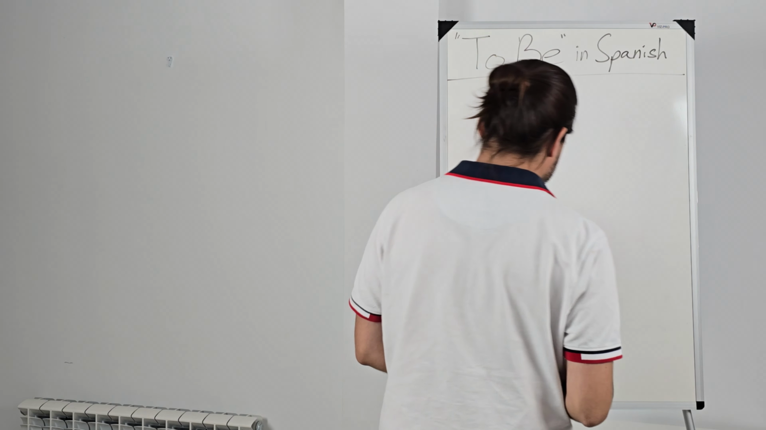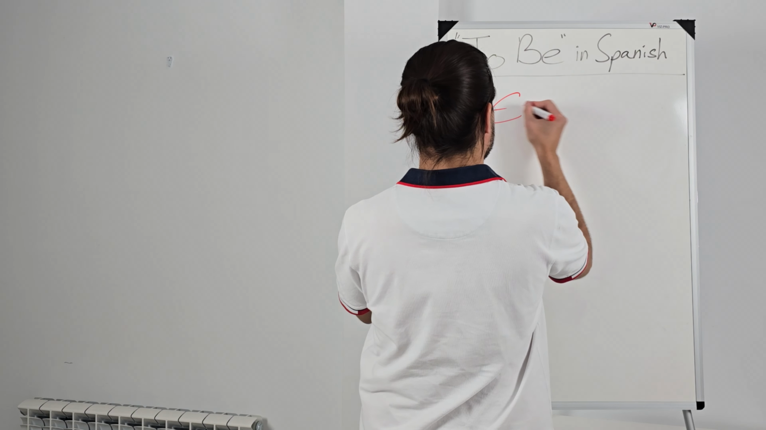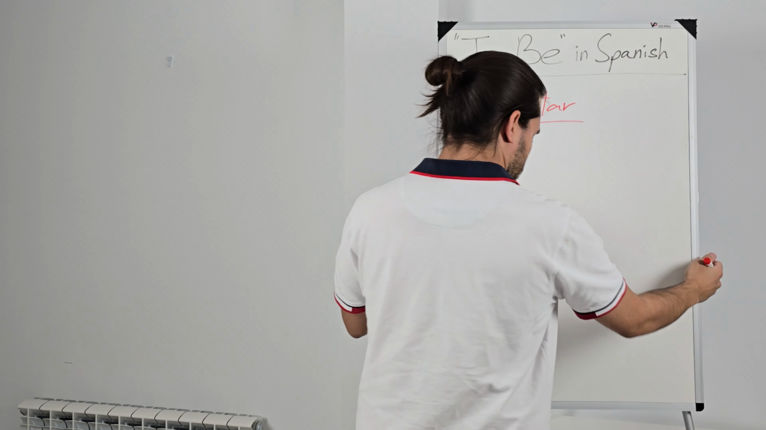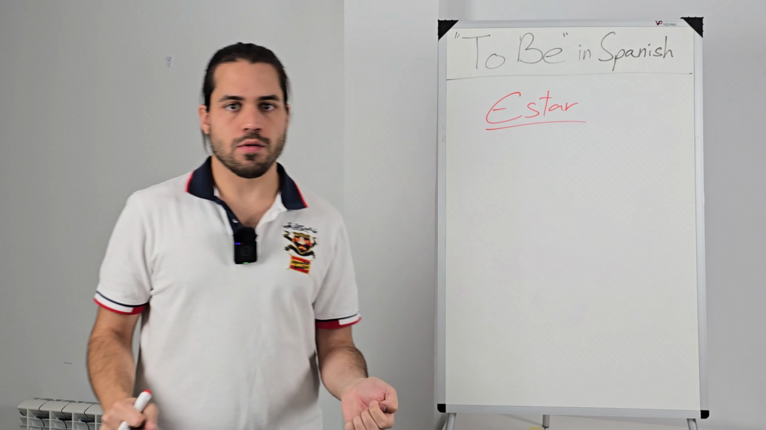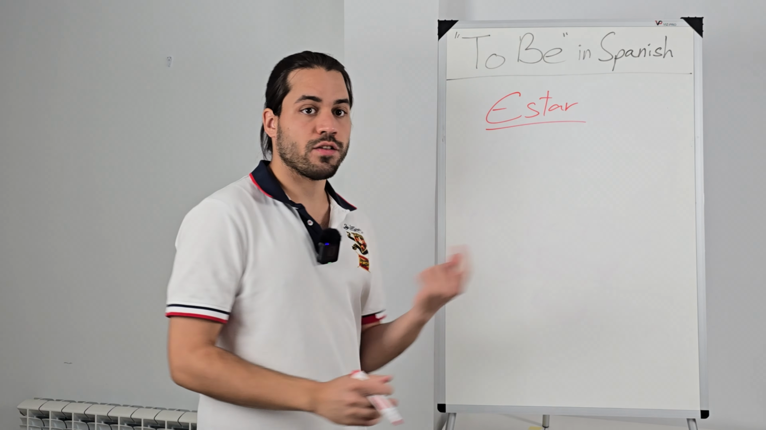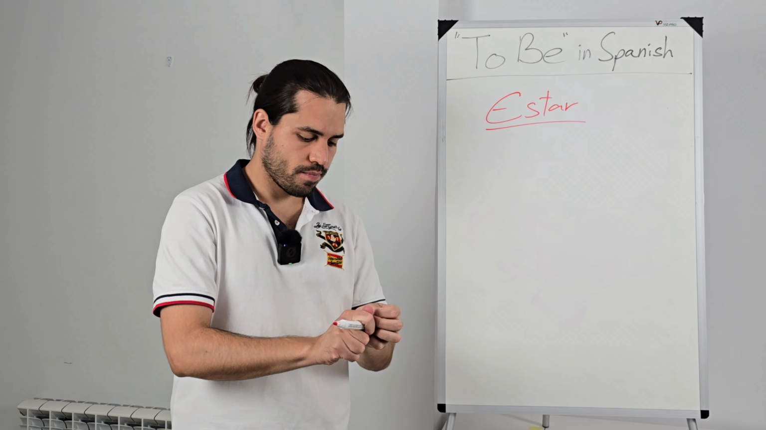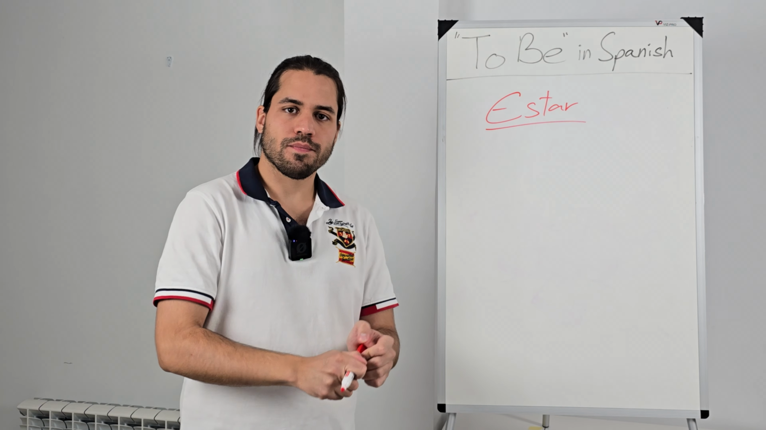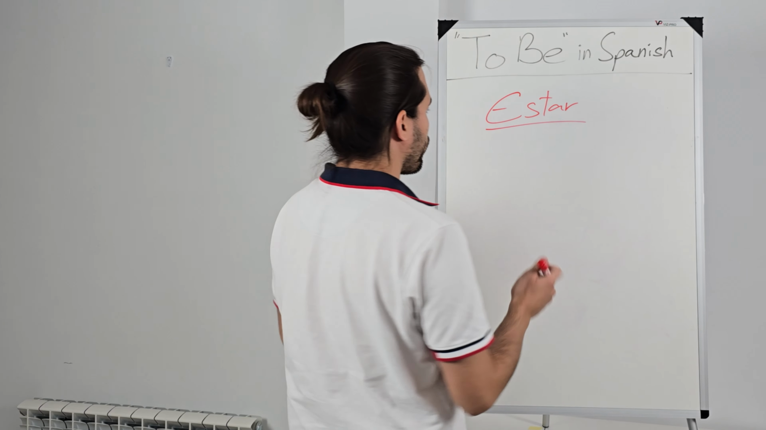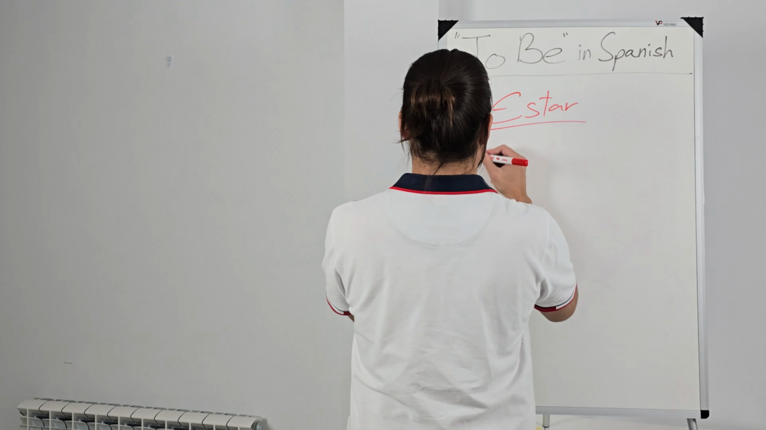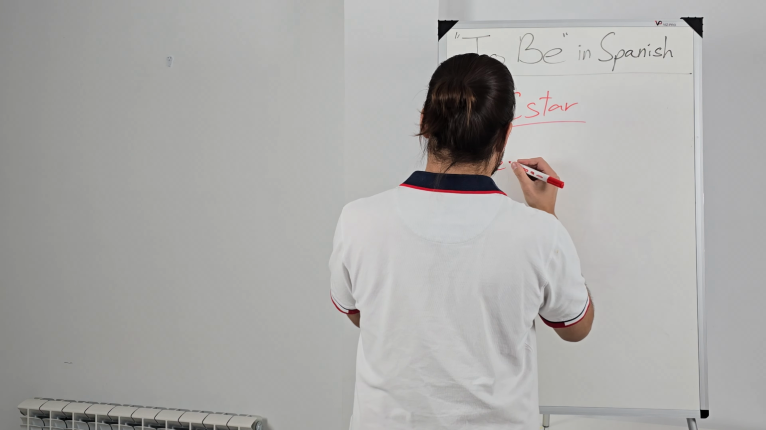estar. This is what's commonly described as a temporary state of being, right? Like it is one moment and it isn't the next moment. So, for example, first way you'd use estar would be the present continuous in English.